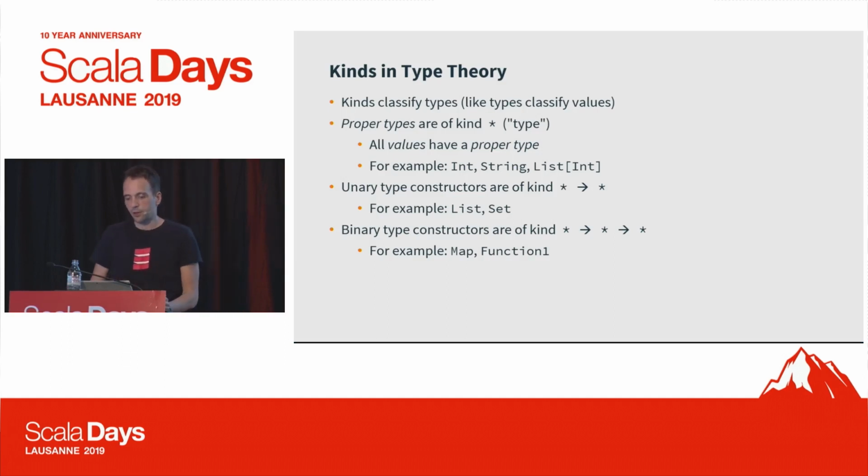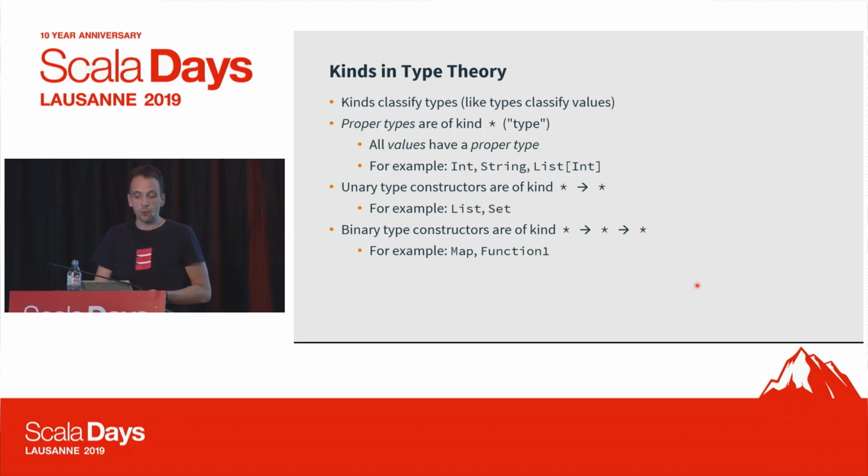In standard type theory we have proper types, which are of kind type, just written as a star. And that is the kind of type that a proper value has. Every value in your program has a type of kind type. Examples are string, int, but also list of int. A value can have a type list of int.